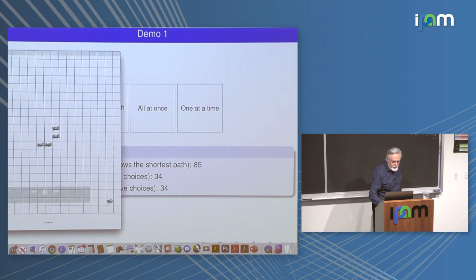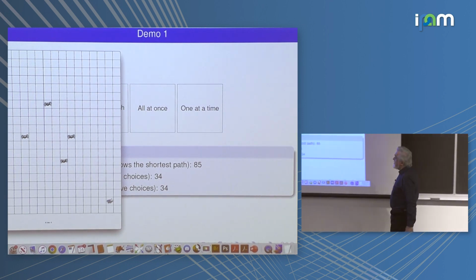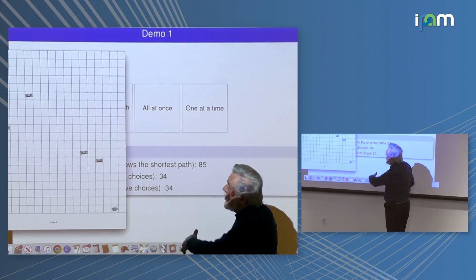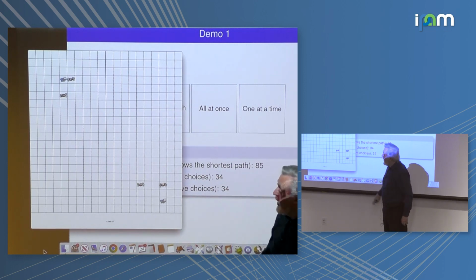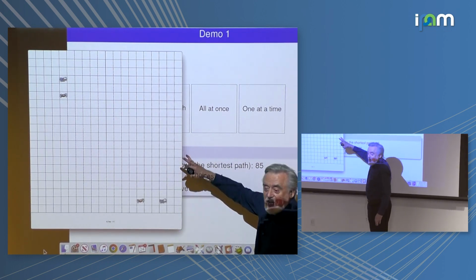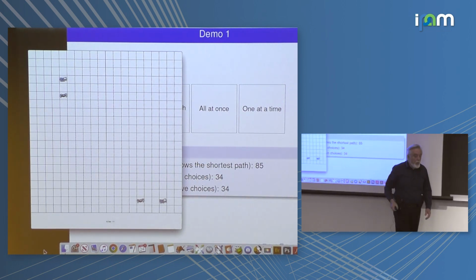This is the one at a time. Basically, it does the same similar things. Again, the spiders separate, and they go towards different flies, and they try to do some form of encirclement of the fly. Here it's caught, and it's OK. So that happened pretty quickly, and the cost is 34 in both cases.